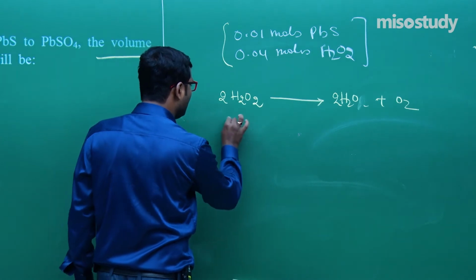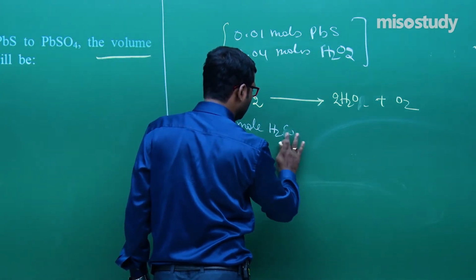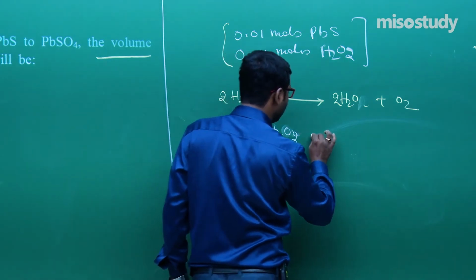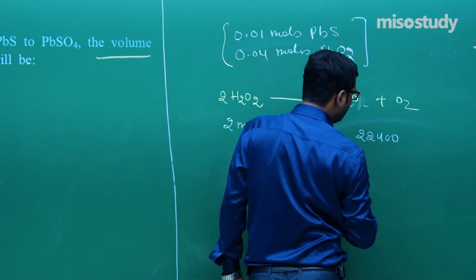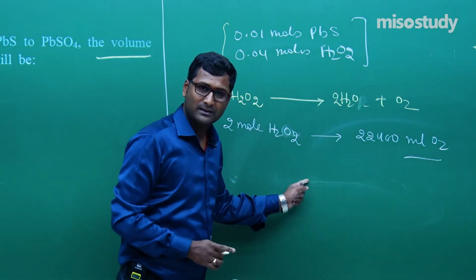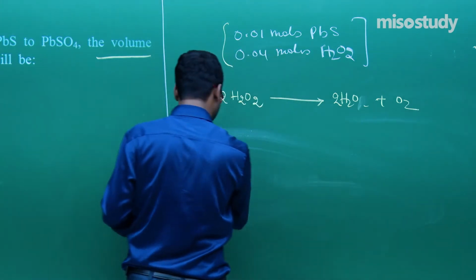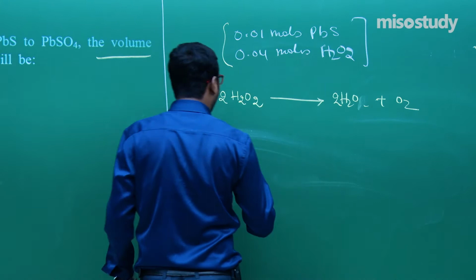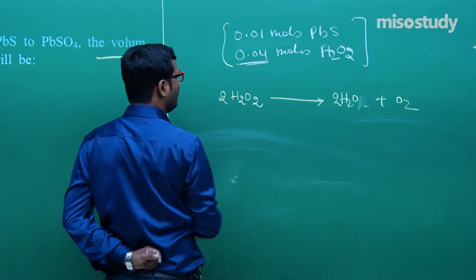As we know, 2 moles of H2O2 gives you 22400 ml O2. Do you remember this? Now it's very simple, now you can easily solve. Look here: 10 volume now, and here is 0.04 mole.